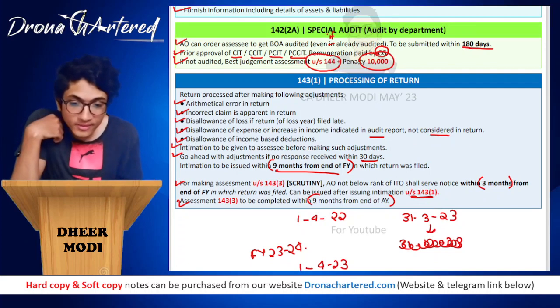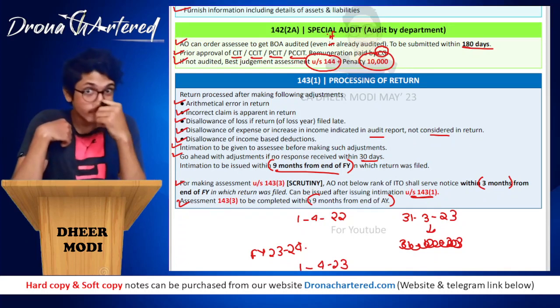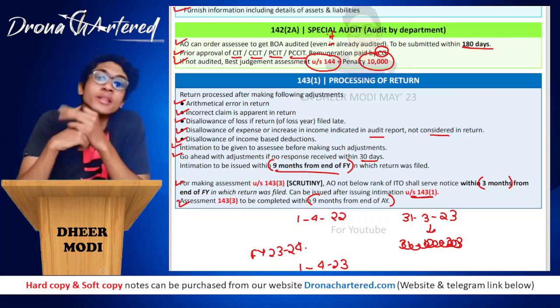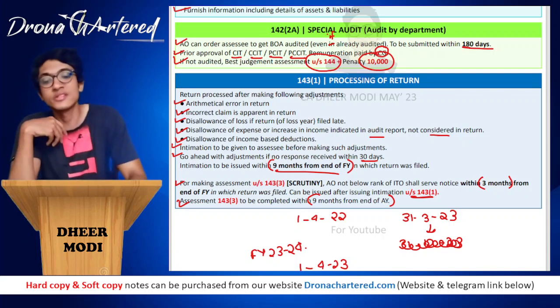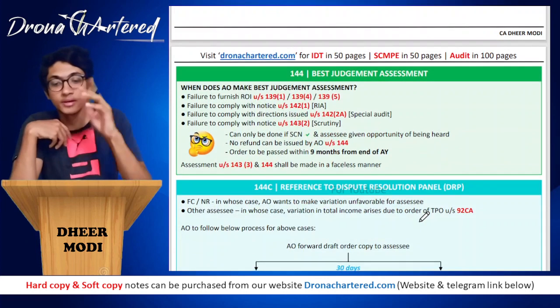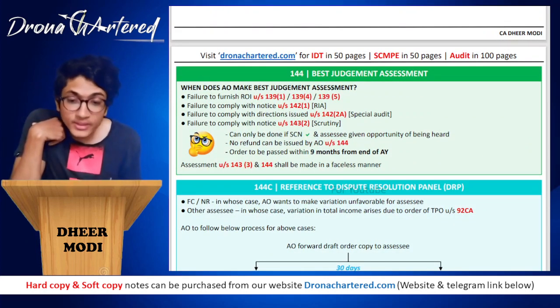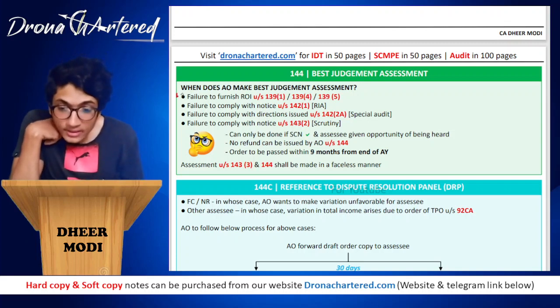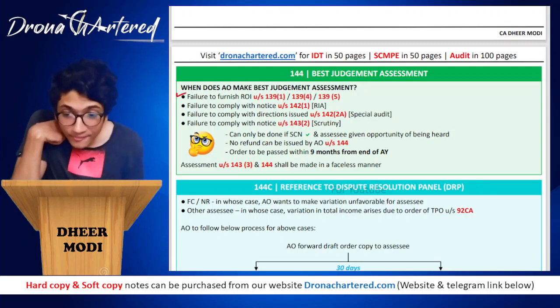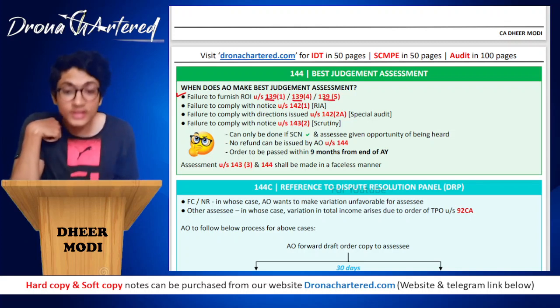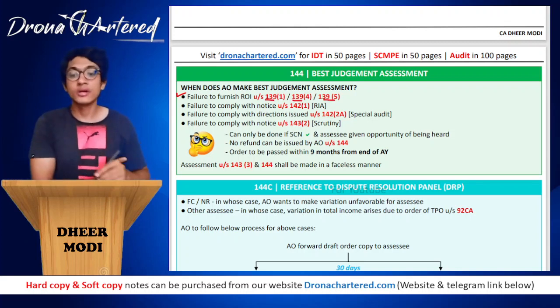Best judgment assessment, 144, plus penalty. If the department told you to get your books of accounts audited and you did not get them audited, then section 144 best judgment assessment will be done. So when does an AO make a best judgment assessment? If there is a failure to furnish a return under section 139.1, 139.4, 139.5. 139.1 is your return filing date.